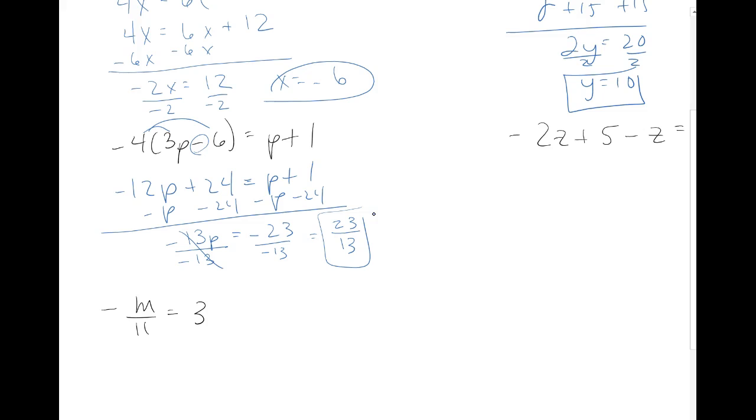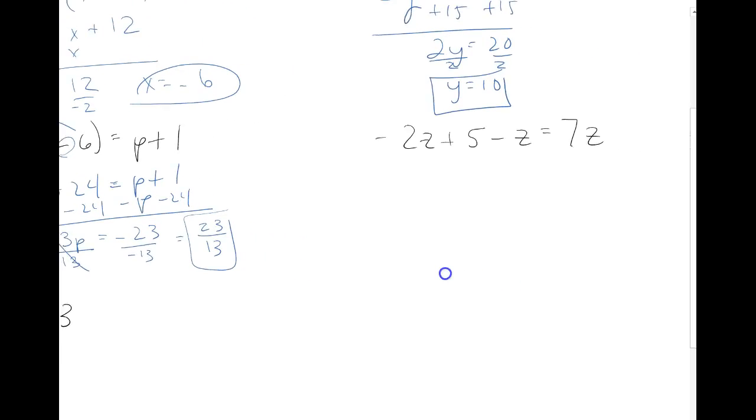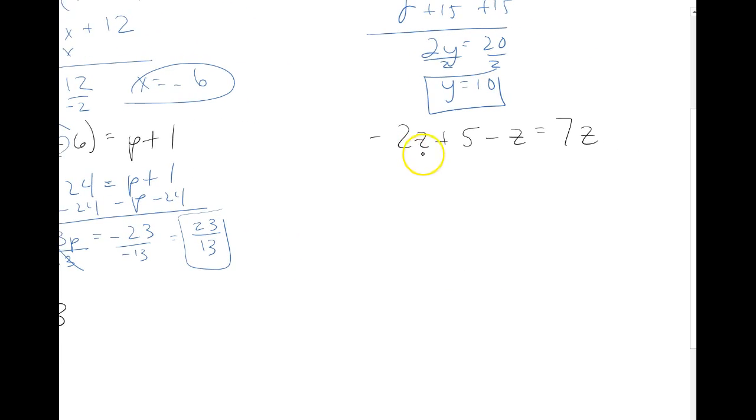Okay, over here I've got 3 z's in the problem. So what I would do first is just on this side of the equation, I would go ahead and combine like terms. This is a negative 2z and a negative 1z, which means it's really a negative 3z plus 5 equals 7z. Now I can try to get them all on one side together.